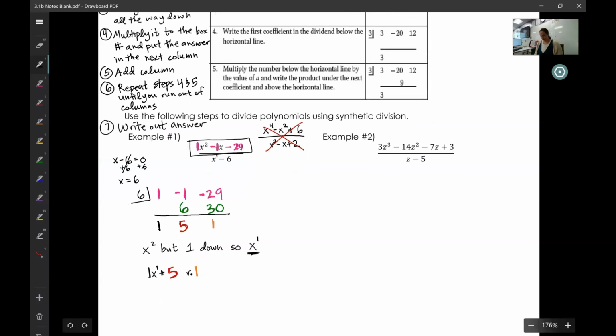Now just a reminder from last time, we write the remainder by putting it in the numerator and divide by what we were dividing by, x minus 6, and put a plus in the middle. So that is your final answer. In the next video, we'll do another example.